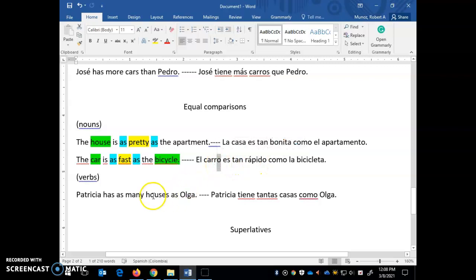If we compare with a verb, Patricia has as many houses as Olga. In Spanish it is Patricia tiene tantas casas como Olga. I use tantas to match the noun that I'm comparing, casas. If I'm using the word perros, then it will be something like Patricia tiene tantos perros como Olga. So tantas has to match the noun because tantas is an adjective.